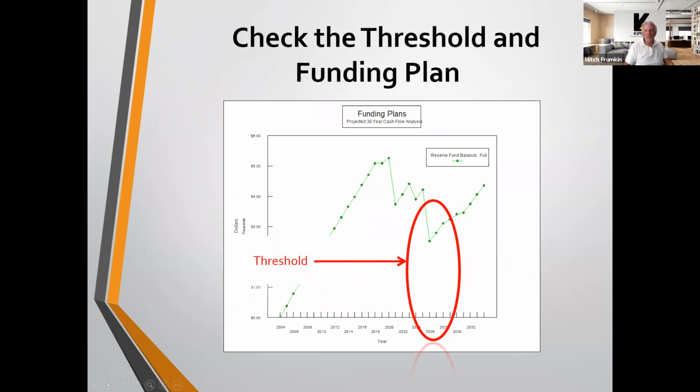Check the threshold and the funding plan. We talked a lot about that, but take a look at it to make sure it matches what you've come up with your provider. The other thing to keep in mind is that let's say you're underfunded. It doesn't mean you have to go immediately to a threshold. Let's say you want to say our threshold is $50,000. We never want to get below $50,000. But in order to do that, you need to increase your reserves annual contribution by 25%.